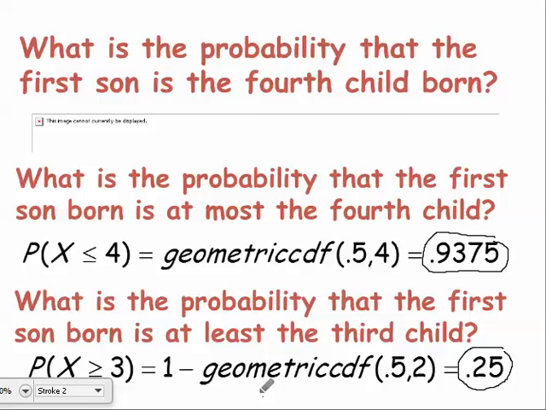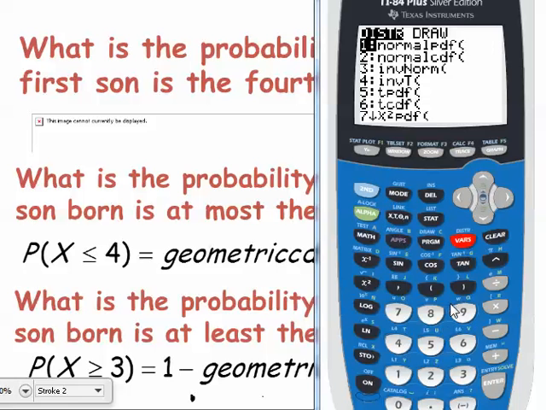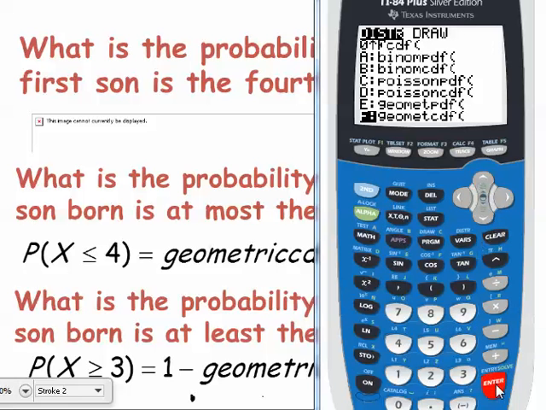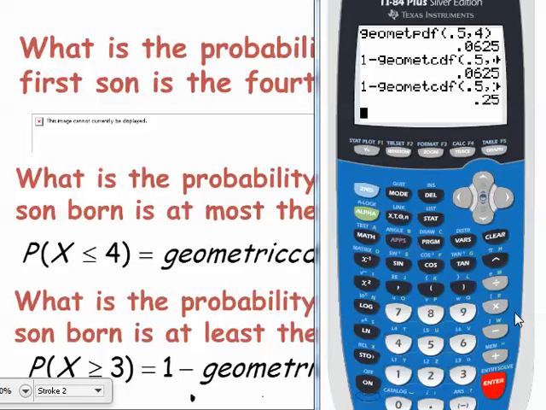Oh, you know what? It's 2. Why is it a 2 here? Because it's greater than or equal to 3, so you got to include. So you do it at 2 so that you get everything that's greater than or equal to 3. I'm sorry, I didn't even look at what I had done there. Sorry. 1 minus second distribution, just to show you that it gives me the right answer. 2. And that's what we would get, 0.25.